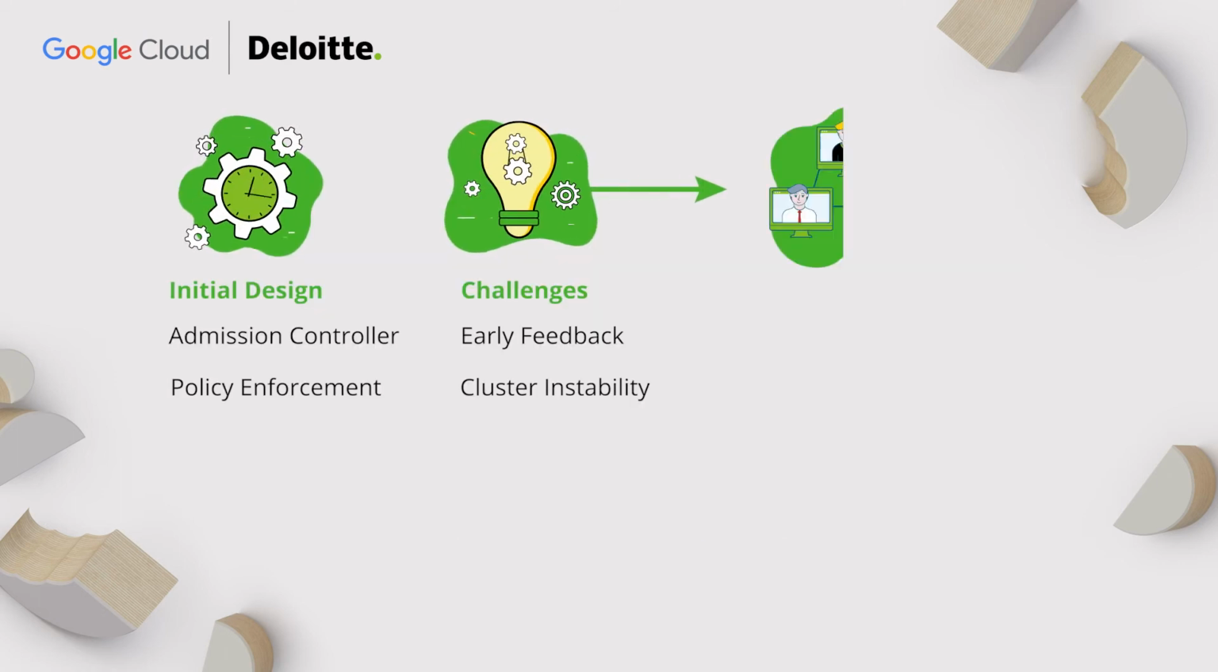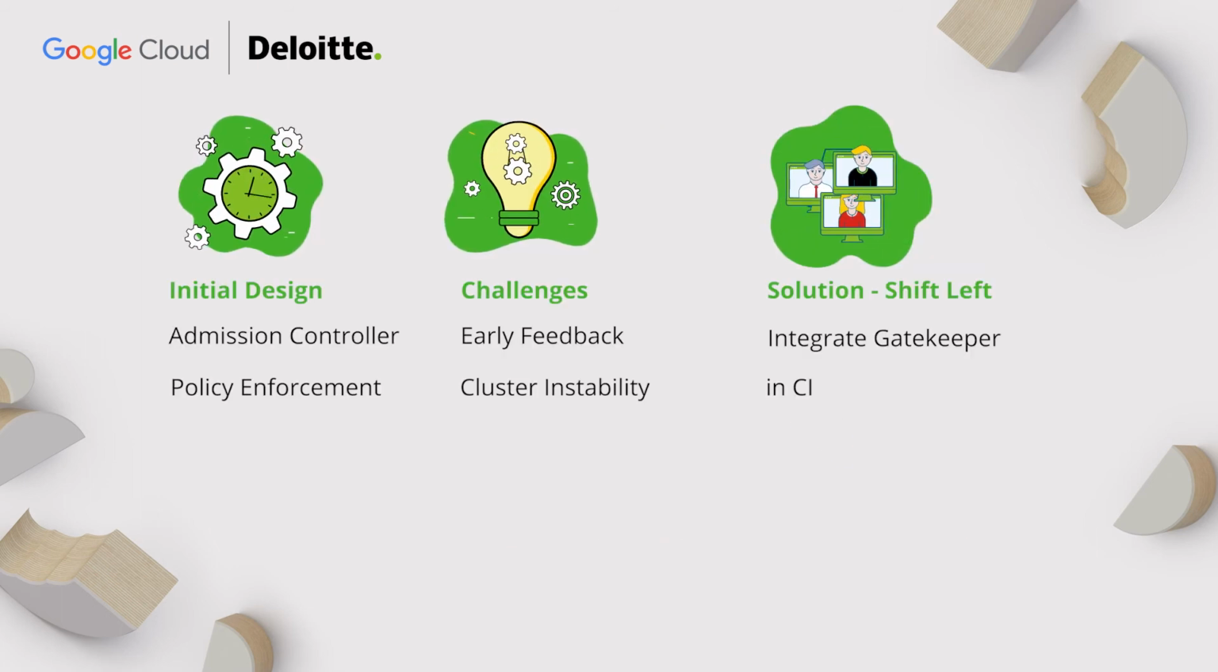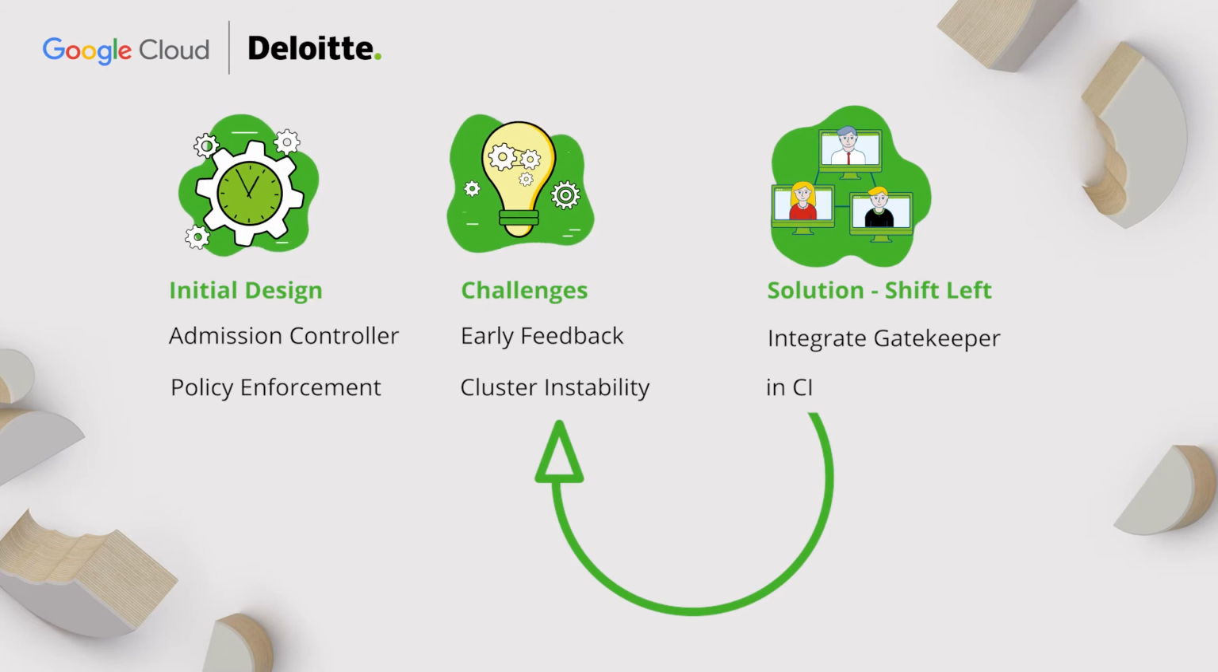We wanted to solve both of these challenges, and we went back to the drawing board along with the Google Cloud team, and we came up with this new design where we shift left the Gatekeeper solution. So what did we do? We picked the Gatekeeper enforcement engine out of the deployment stage and we bundled it in the CI stage. So that provides an early feedback to the developers, and it also solves the cluster instability issues because at the CI, we have not even deployed anything yet. So that's how we solved this.